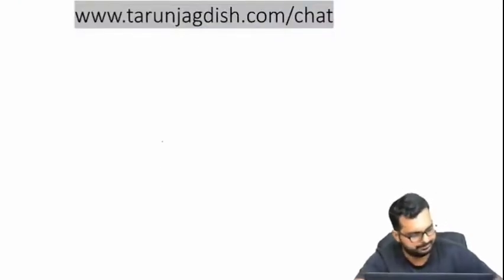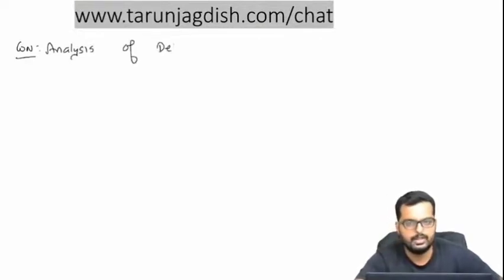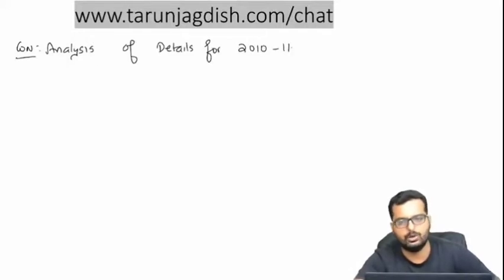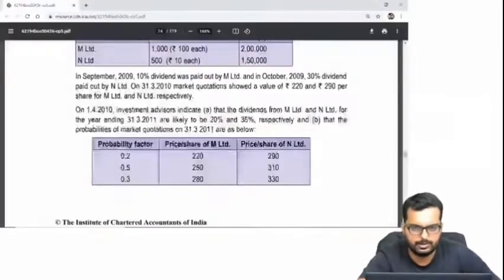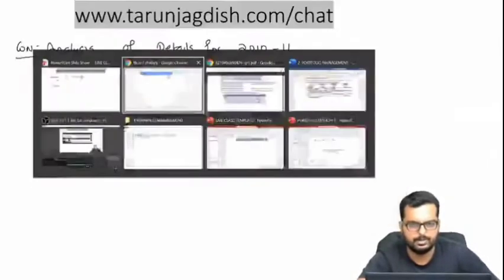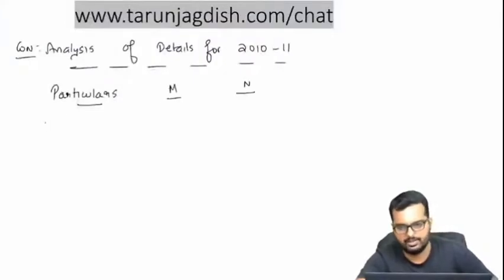of the following. So I write down the next working note heading. Analysis of details for 2010-2011. Earlier we did what? We did 2009-2010, right? So now we are doing 2010-2011, where I will write down particulars M, and then we have N.